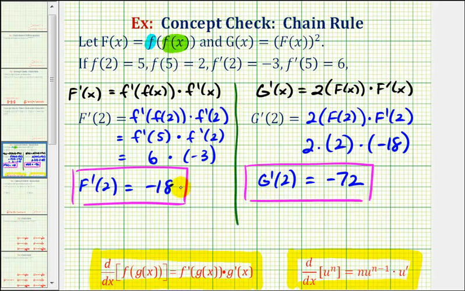Sometimes these types of problems can be a little tricky, but they are a good way to see if we understand the idea of a composite function, the chain rule, and the general power rule. I hope you found this explanation helpful.